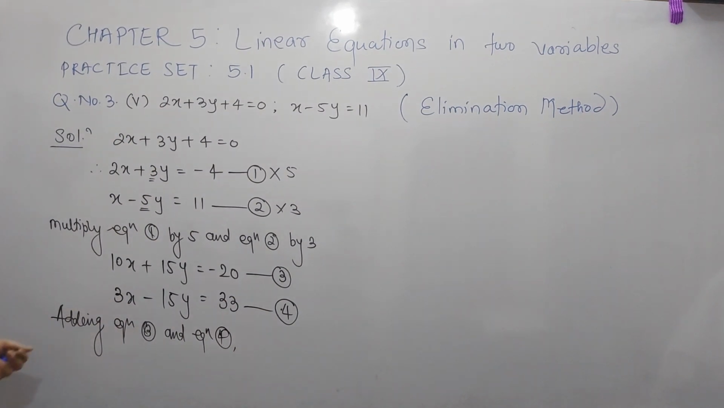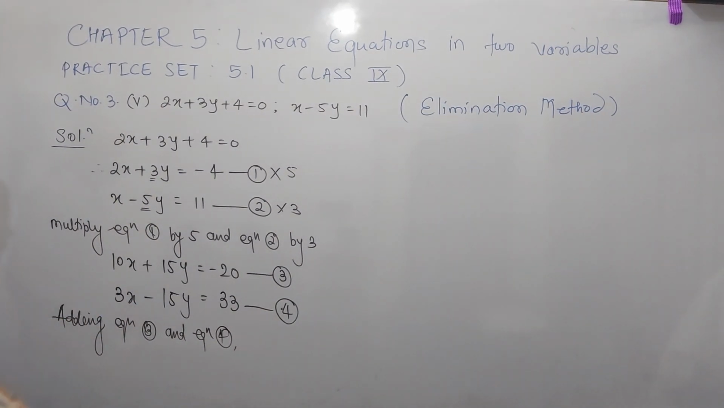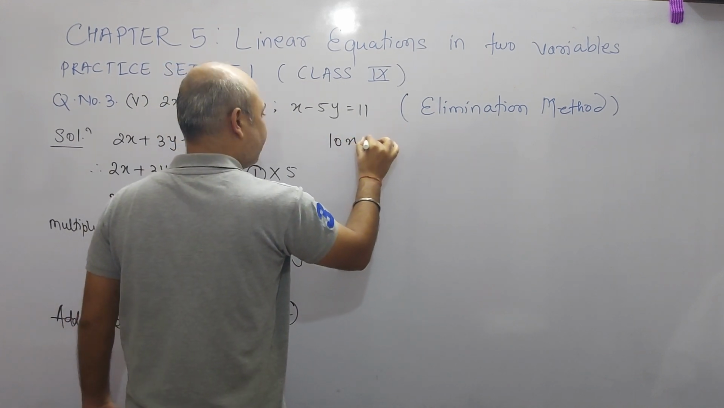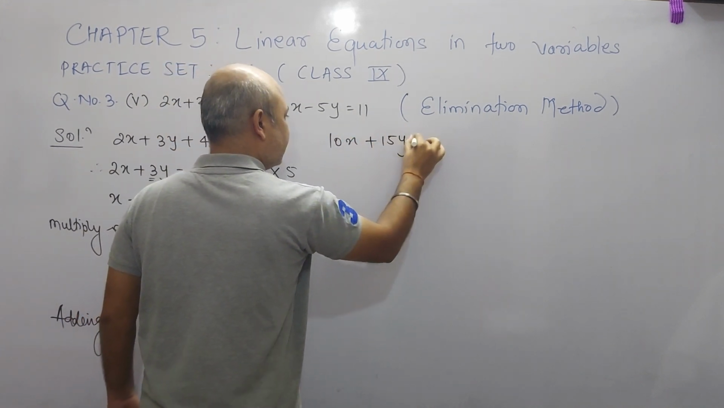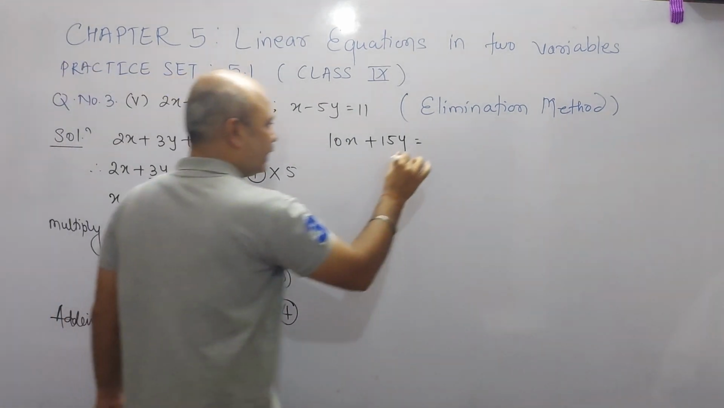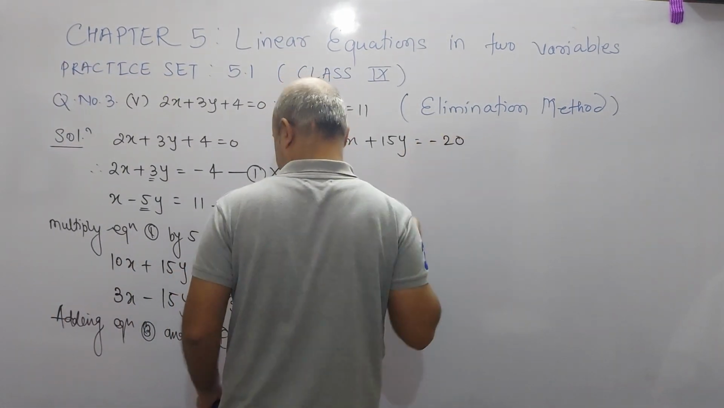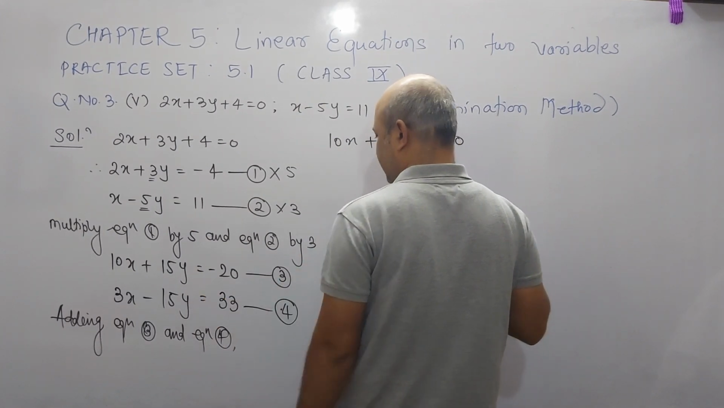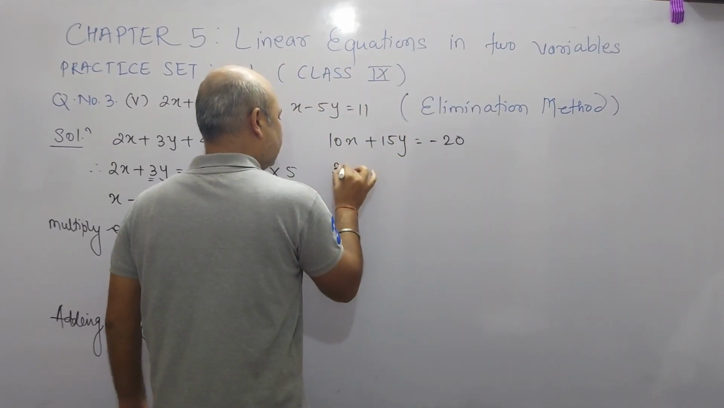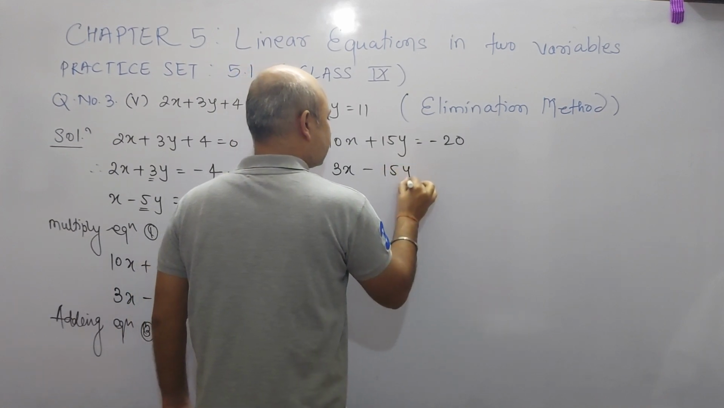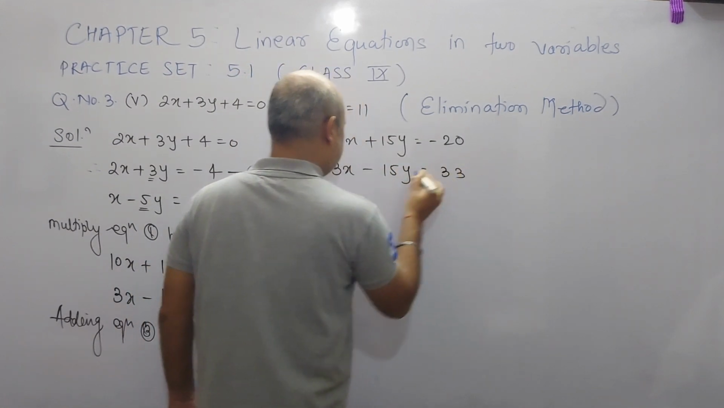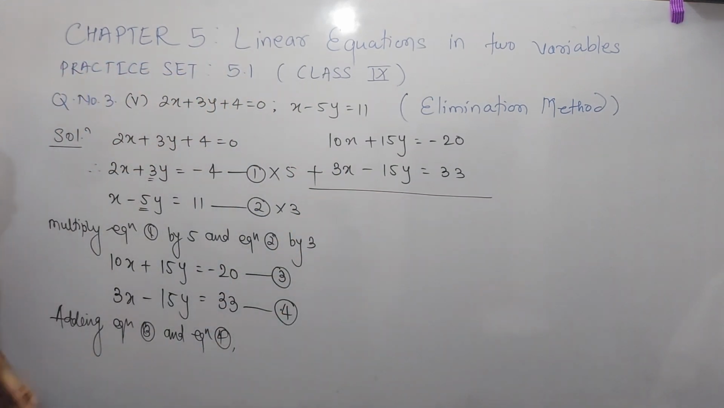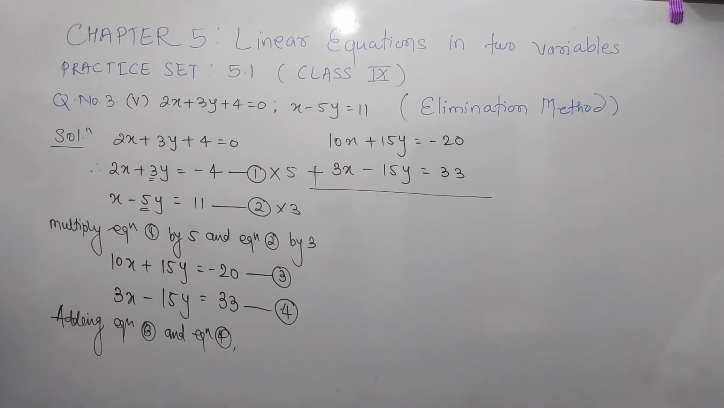You are going to add equation 3 and 4. So what is equation 3? Again you will write here 10x plus 15y is equal to minus 20. So this is your equation number 3. And what is equation number 4? Equation number 4 is 3x minus 15y, and this is equal to 33. So you are going to add equation 3 and 4.